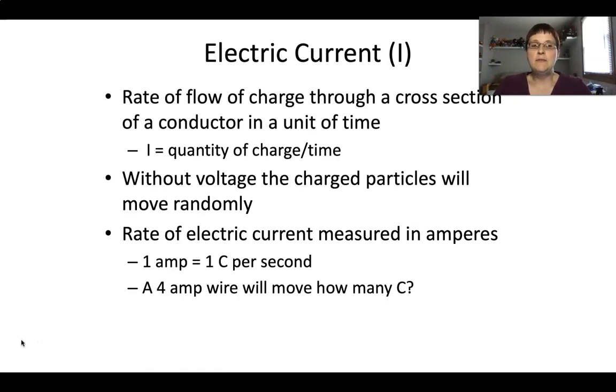So if you have a 4 amp wire, and that's how a lot of these are measured, a 4 amp wire will move how many coulombs? Well, a 4 amp wire has the ability to move 4 coulombs of electrons. And that's why it's rated as a 4 amp wire. It has the capability of moving 4 coulombs per second through any portion of the wire.